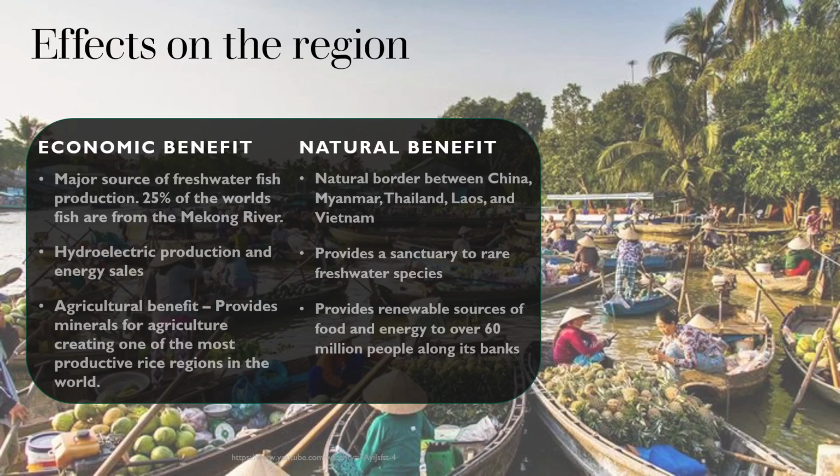It provides a sanctuary to rare fish species, and it provides renewable sources of food and energy to over 60 million people who are living from top to bottom along the banks of the river. So it has quite a benefit and effect on this region.